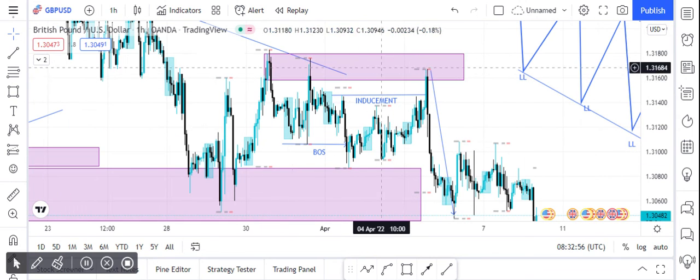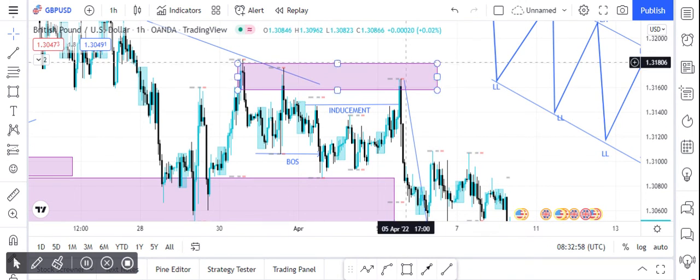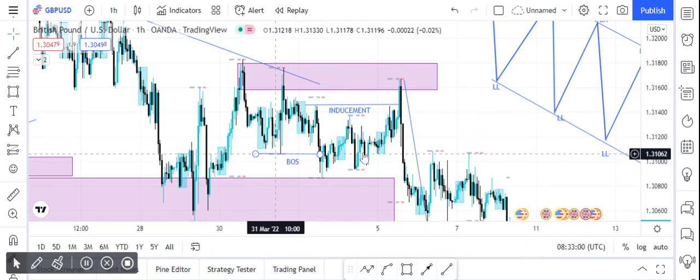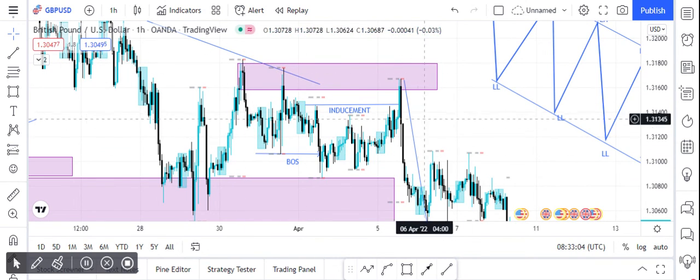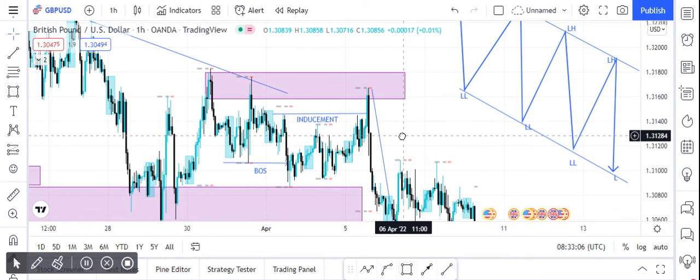Once you understand how to trade an area like this, it is a combination of market structure and other strategies which I use. But that's going to be a different video. I'm going to talk about inducement in detail, and the manipulation candle.